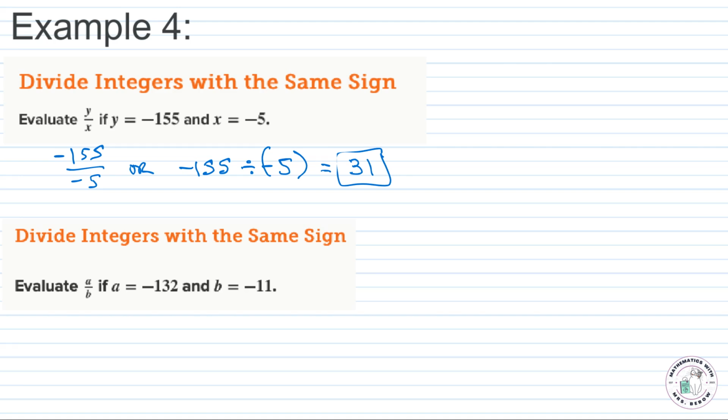The last example for this video: evaluate a over b if a is equal to negative 132 and b is equal to negative 11. Again, we're going to plug in our values: negative 132 divided by negative 11. I'm not going to rewrite it with our standard division sign. Just know that the fraction bar means divide. So negative 132 divided by negative 11 is going to be a positive 12. In summary, different signs means a negative answer, same sign means a positive answer.